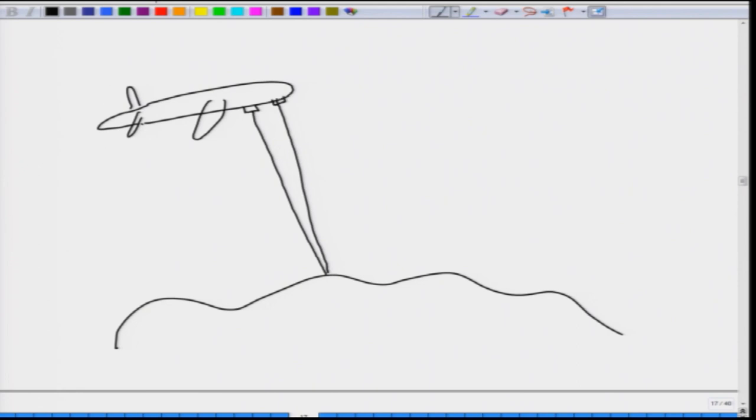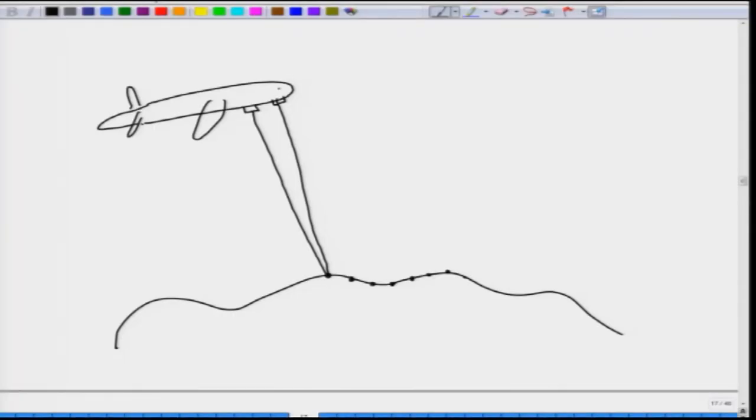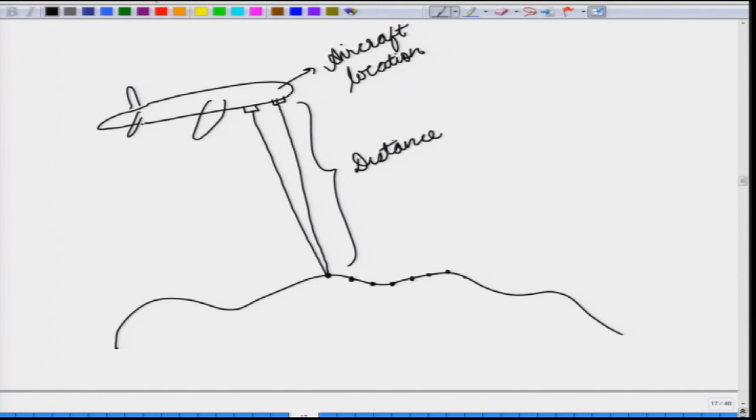Now, to know the locations of all these different points on the surface, you require two kinds of data. One is the exact position of the aircraft when this laser beam was shot and when this laser beam came back. So, you need to know the location of the aircraft and secondly, you need to know the distance of the object from the aircraft.